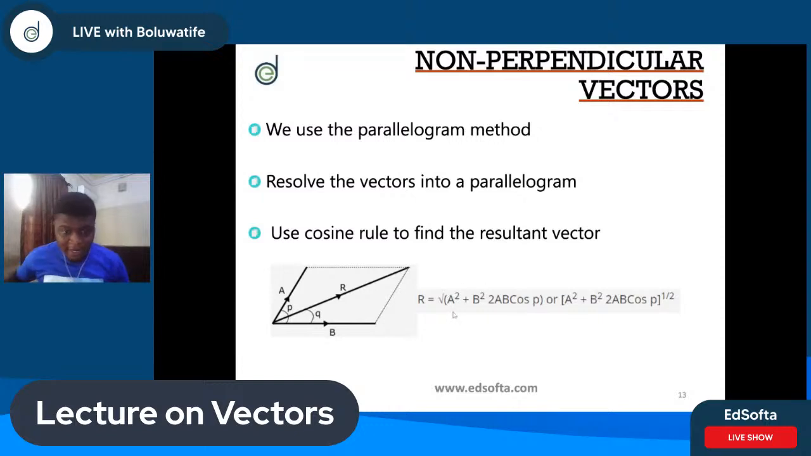As you can see from the formula here, you have A squared plus B squared, and then 2AB cos theta, or cos P, because P is the angle between them. So we just use the cosine rule to find the resultant. When we get to the app, we're going to solve some examples on this.